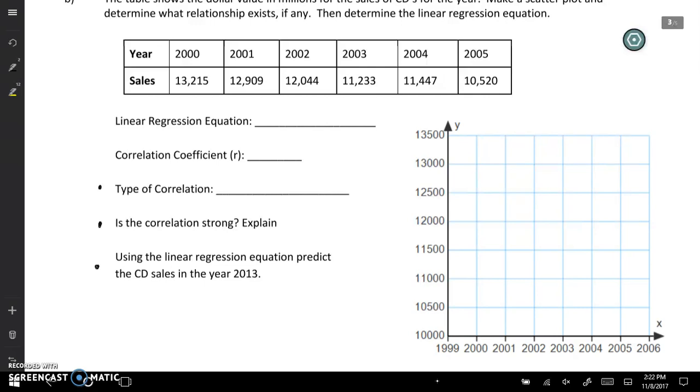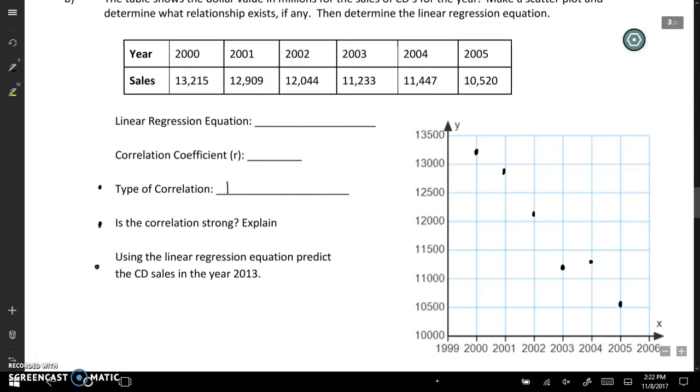Okay, so plotting them: 2000 and 13.2, it's about 13.2, about there. 2001 and 12.9 looks about here. 2002 and 12.0 is about here. 2003 and 11.2 looks about here. 2004 and 11.4 about there, and then 2005 and 10.5 looks about here.